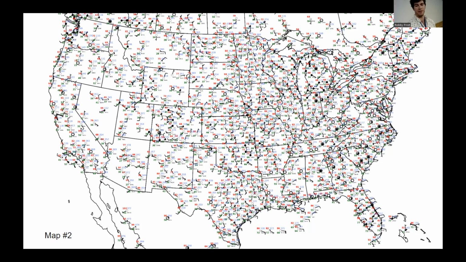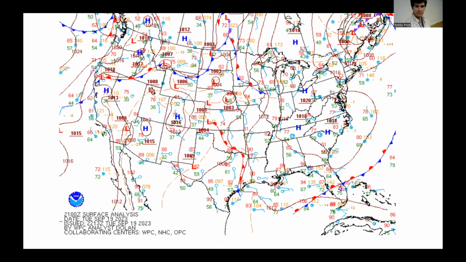So again, here's the WPC analysis. Does that match up with what you were thinking? I'm seeing both nods and no's, yeses and no's. So what are some differences you see here? Map 2 folks, any differences that are notable?